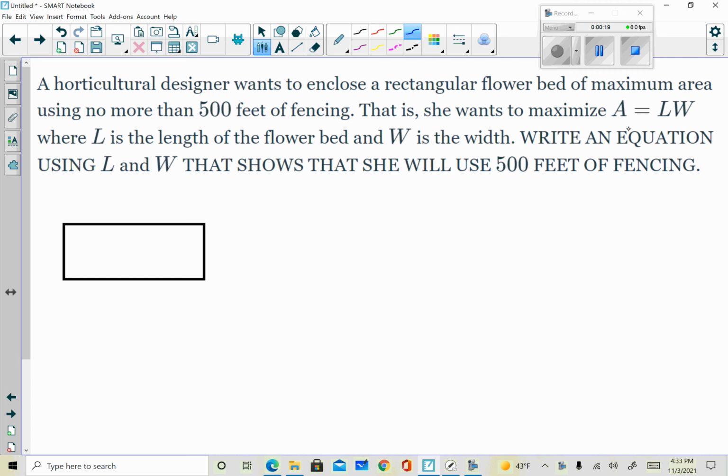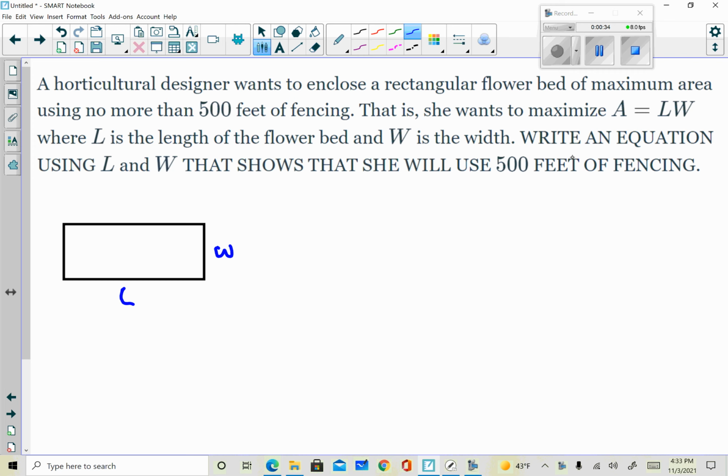That is, she wants to maximize A equals LW, where L is the length of the flower bed and W is the width. Write an equation using L and W that shows that she will use 500 feet of fencing.